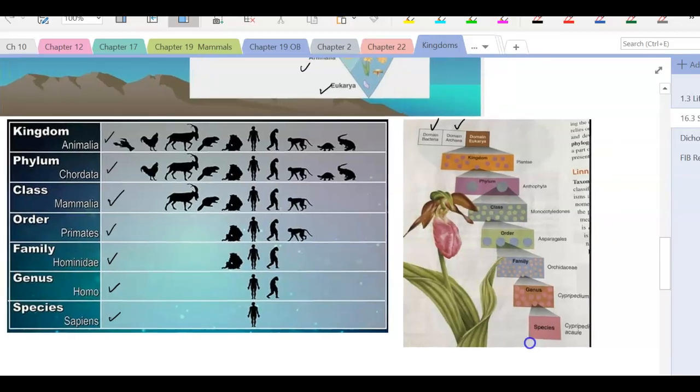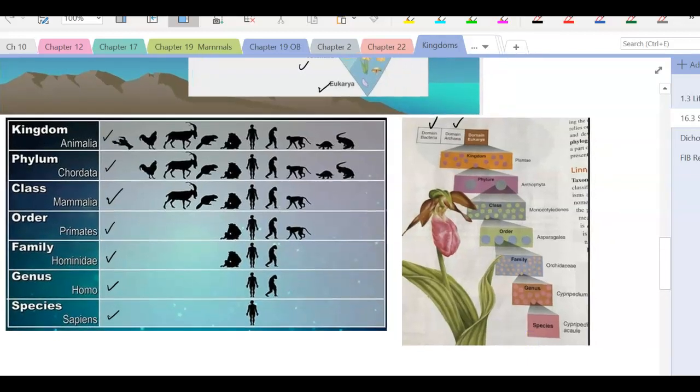If we look over here at the example from your book, it's showing you this type of flowering plant. It is Eukarya. It is not an animal, it's a plant. And so its phylum name, class name, order, family, genus, and then species name would be unique to the fact that it is a plant. So we don't share any of our scientific names except for Eukarya with this particular plant.